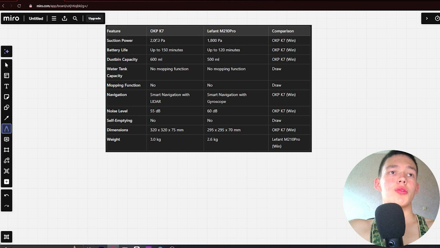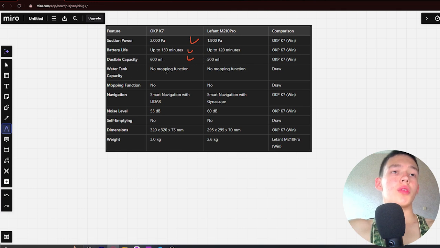Let's start. Suction power: 2000 pascals and 1800 pascals with OKP. Next, battery life: up to 115 minutes and up to 120 minutes with OKP. Next, dust bin capacity: 600 milliliters or 500 milliliters with OKP.